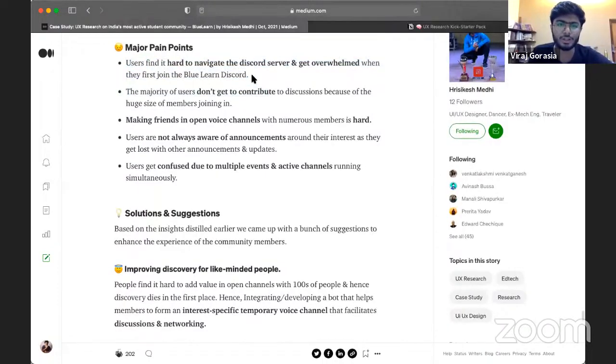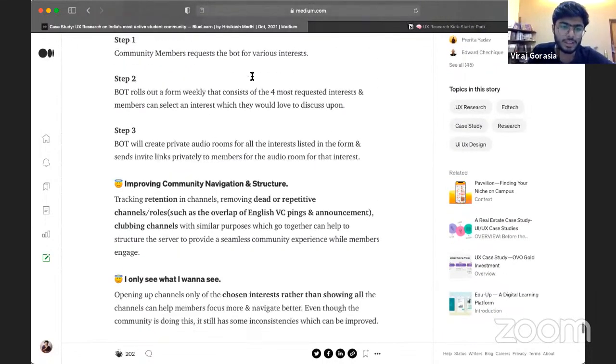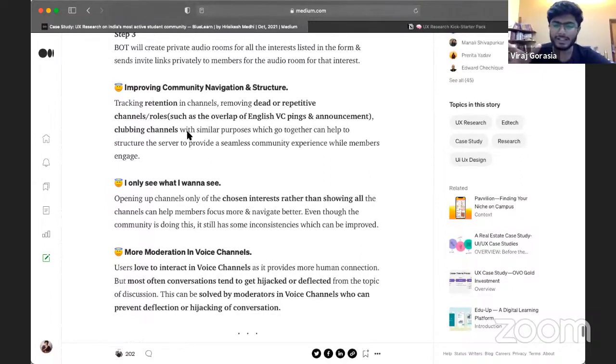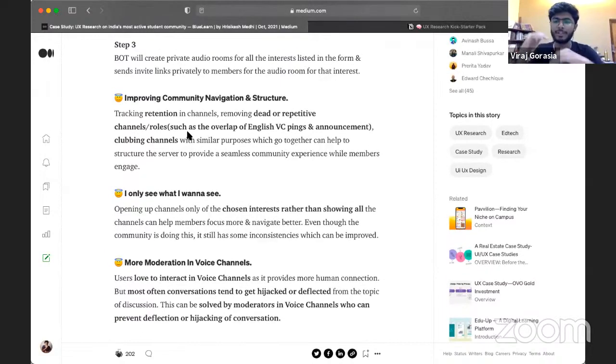I'll just let you know how we found a solution for that. So one solution that we made for that was improving community navigation and structure, tracking retention in channels, removing dead or repetitive channels such as English VC pings, etc. So basically, what we told here is just improving the information architecture or the channels overview. The navigation can be improved. Hence, people will find it easier to navigate from channel to channel.